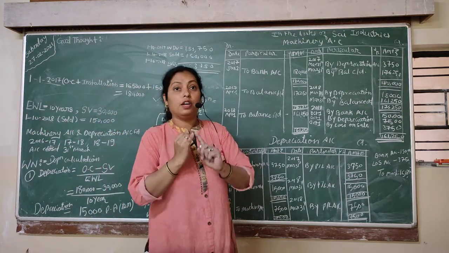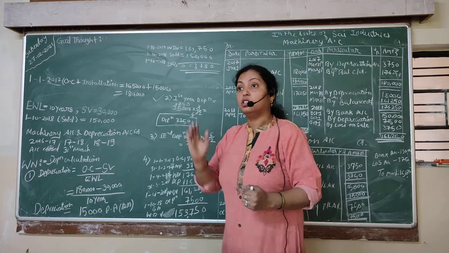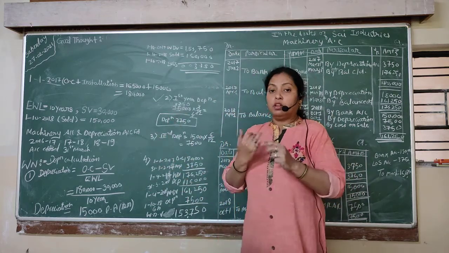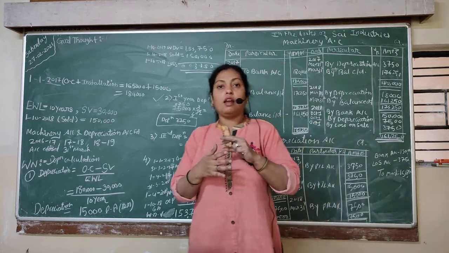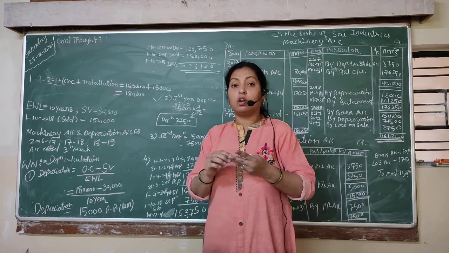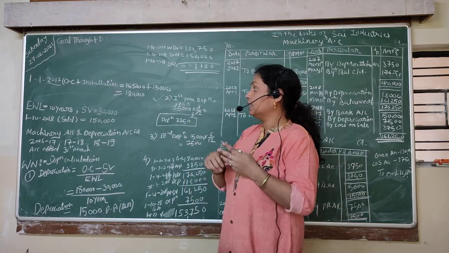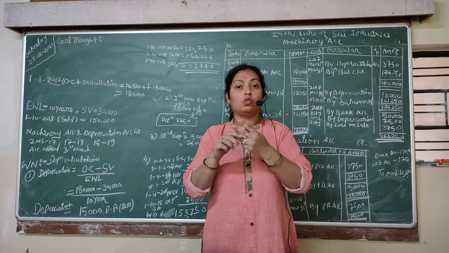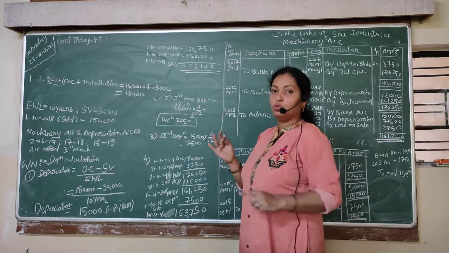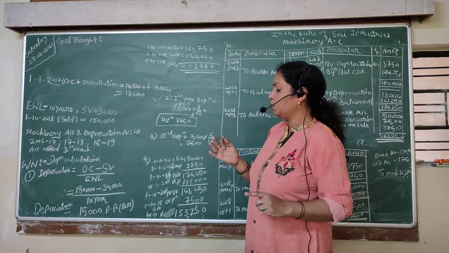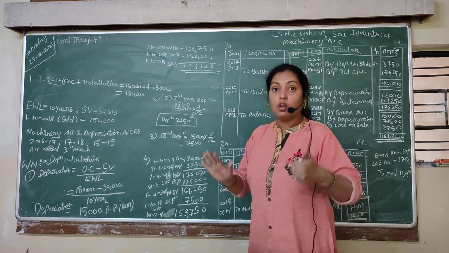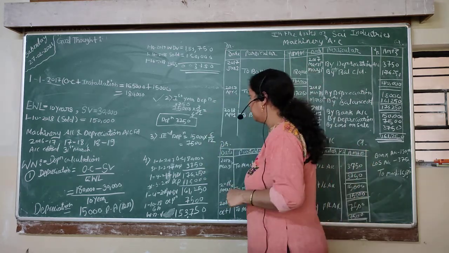So from 1st April 2018 to 1st October 2018, how many months are there? April, May, June, July, August, September, October. Sorry, October's first date is there, so we will not take the October month. So only 6 months are there: April, May, June, July, August, September. So in the third year, only 6 months' depreciation will be charged.